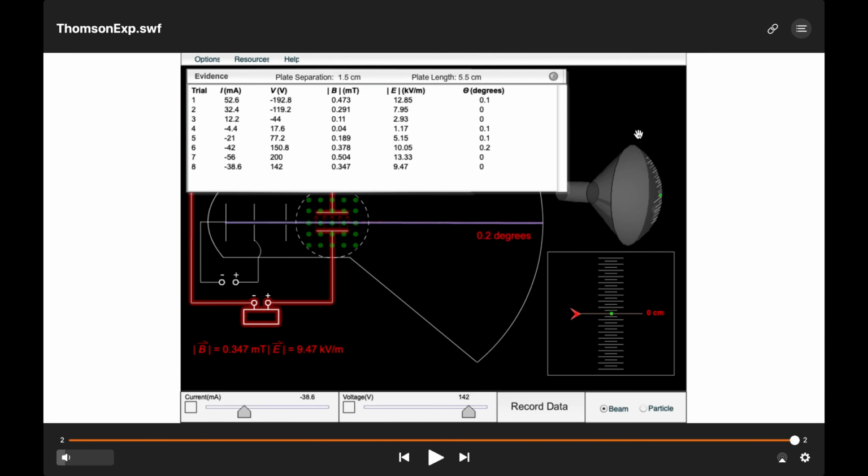So here are some values that I've collected that result in, as you can see, very, very little particle beam deflection. So go ahead and pause the video right now, and you can record these values for use in your lab.